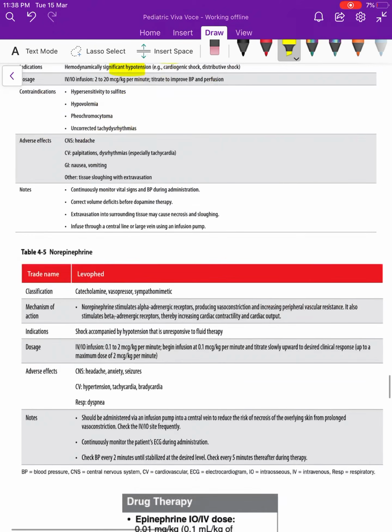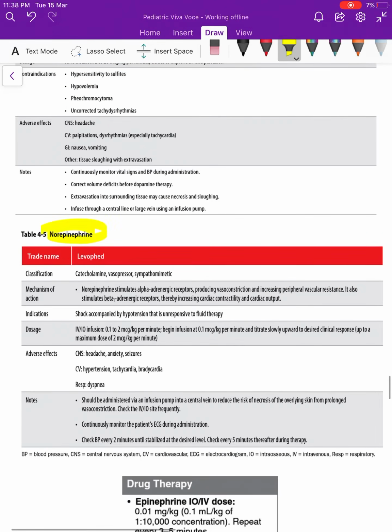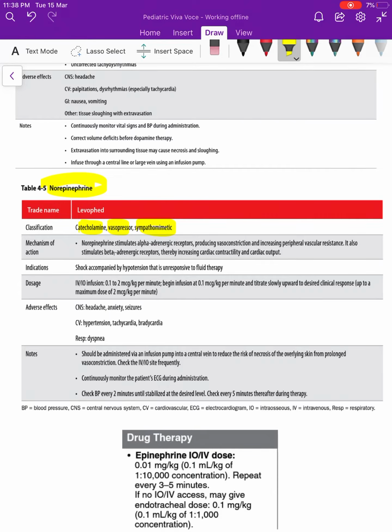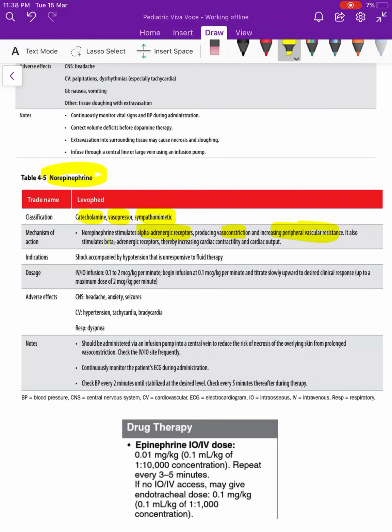Okay. Next, coming to norepinephrine. This is also again a catecholamine, vasopressor and sympathomimetic. Norepinephrine usually stimulates alpha adrenergic receptors, producing vasoconstriction and increasing peripheral vascular resistance. Then it stimulates only, not all, but only beta 1 adrenergic receptors, and thereby it increases cardiac contractility and cardiac output.